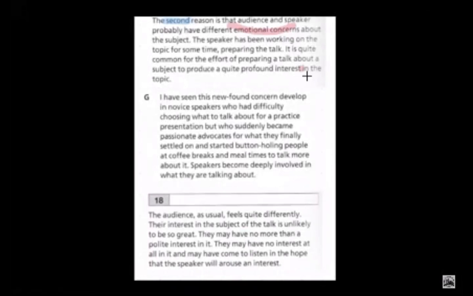So it's all about the interest. And what I want to see here is all this being about the interest, so having an emotional connection with the topic. So what he says is the speaker has been working on the topic for some time, so he gets emotionally invested. It becomes important to him, this topic. I've seen this newfound concern, so that's new because the interest is produced. That's new. It's not necessarily a topic that he was always interested in. So it's new, and concern is another word for interest.